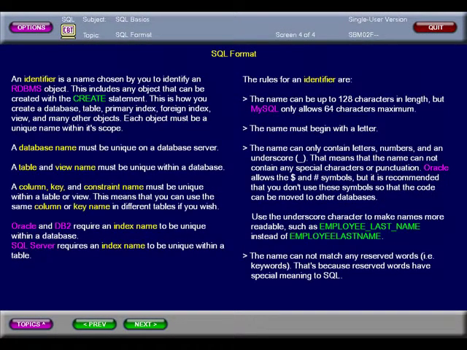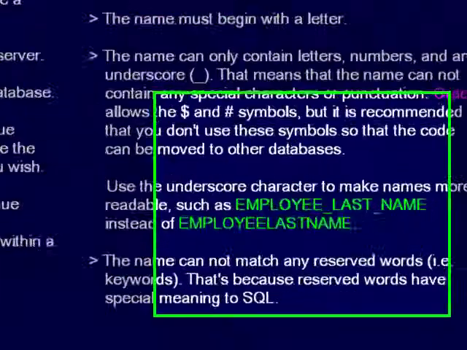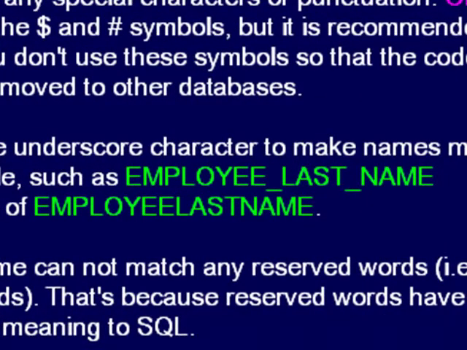Identifier names are chosen by you and must not match any reserved words. They can be any length up to 128 characters in most databases and should be meaningful names. They should start with a letter and contain only letters, numbers, and/or underscore characters. Use underscore characters to make the name more readable, such as seen here. Employee last name is easier to read with an underscore between each word.